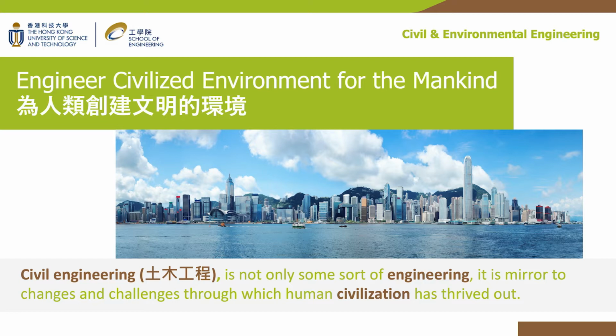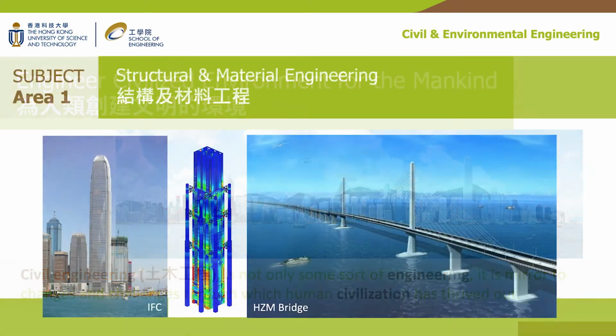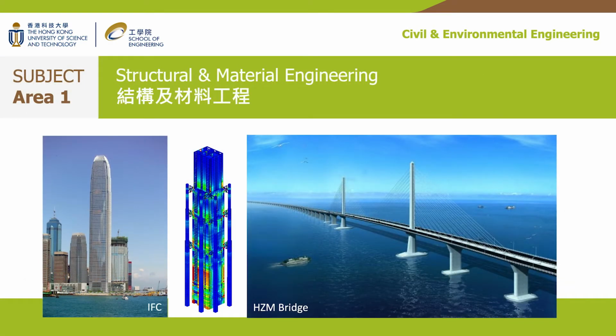What do we study in civil engineering? We can group them into 6 areas. Area 1 is structural and material engineering. Structural engineers consider the structural requirements of buildings and bridges, what materials to be used, what structural form in the design, and how much concrete and steel to be used. For example, we have many tall buildings in Hong Kong. We need to consider wind load and run different simulations to see the structural performance of different designs.